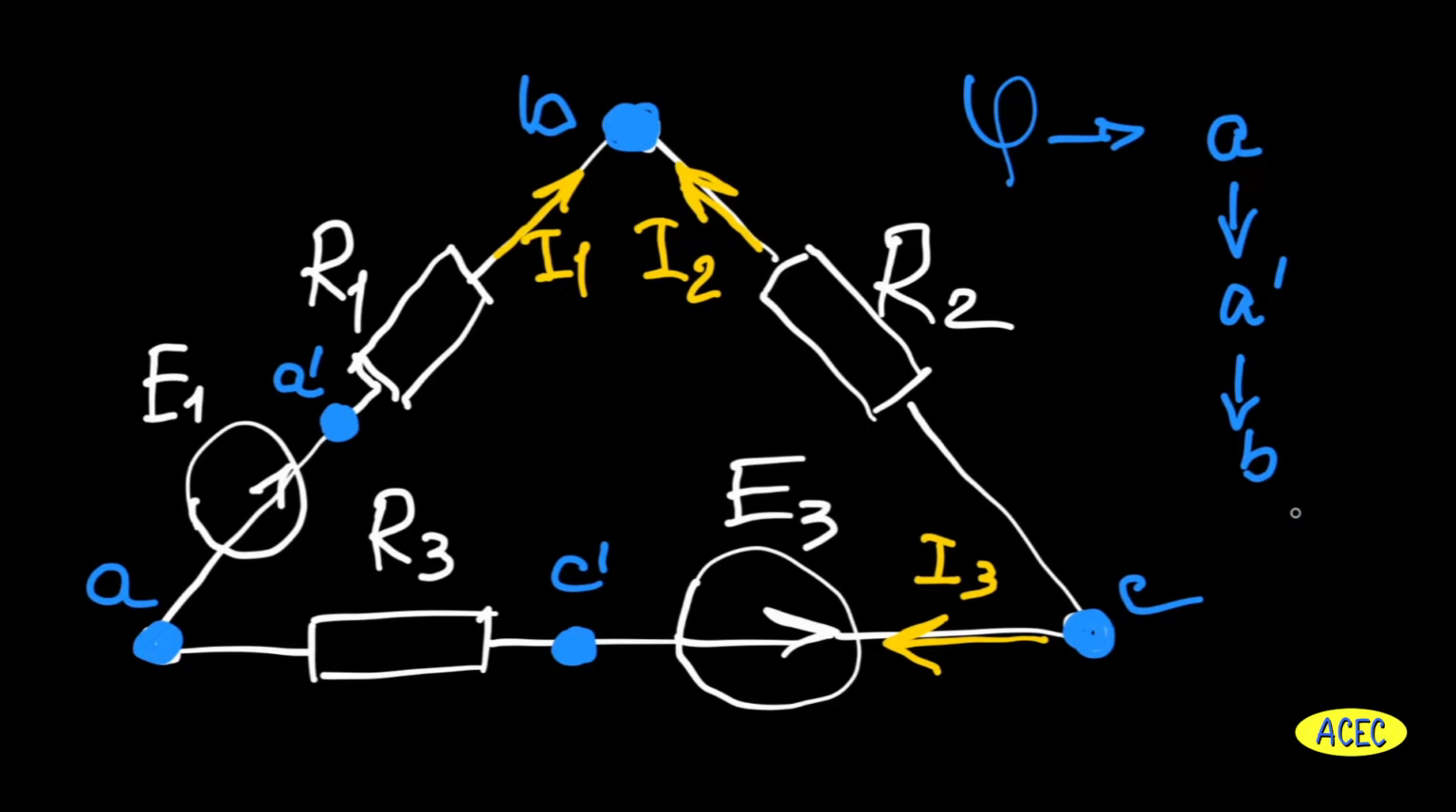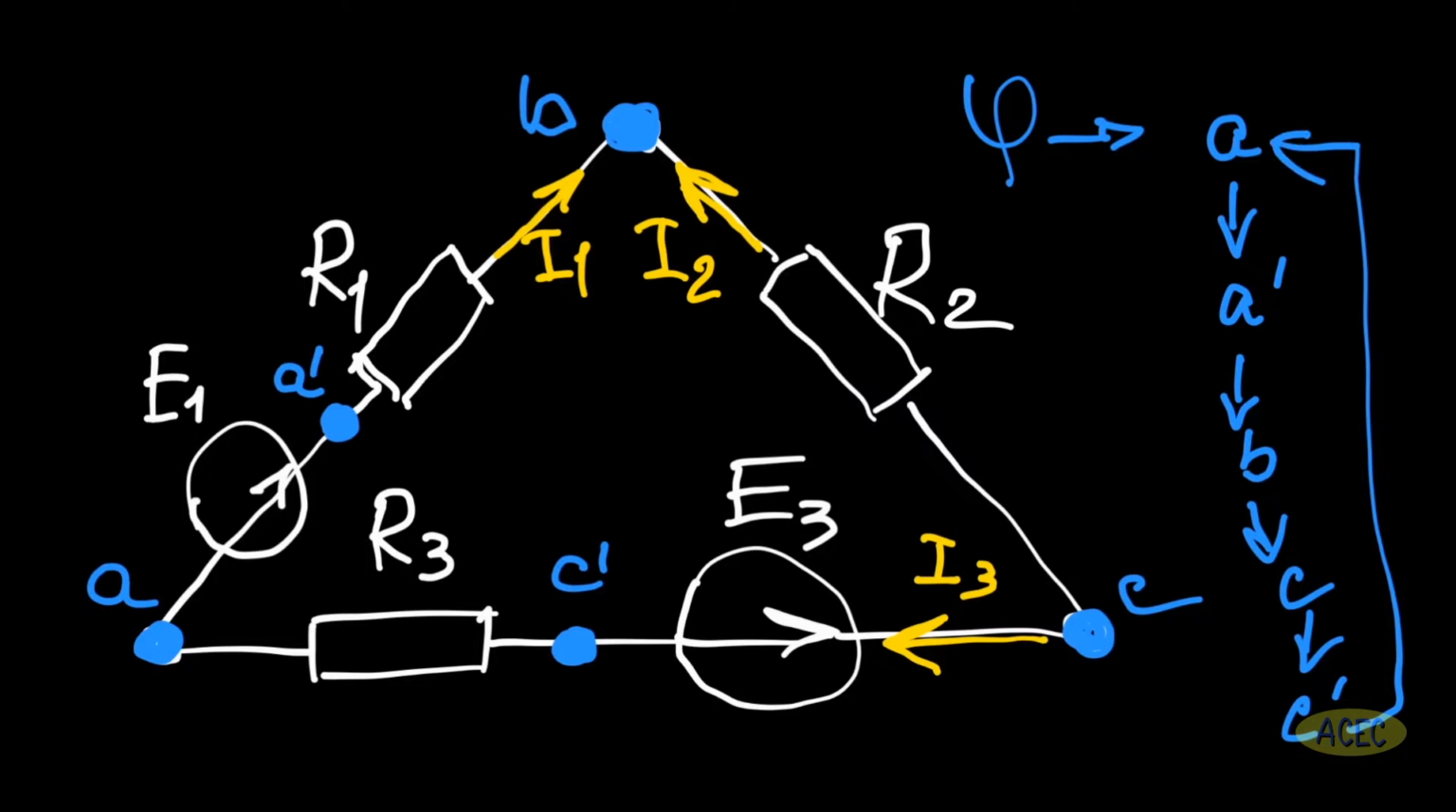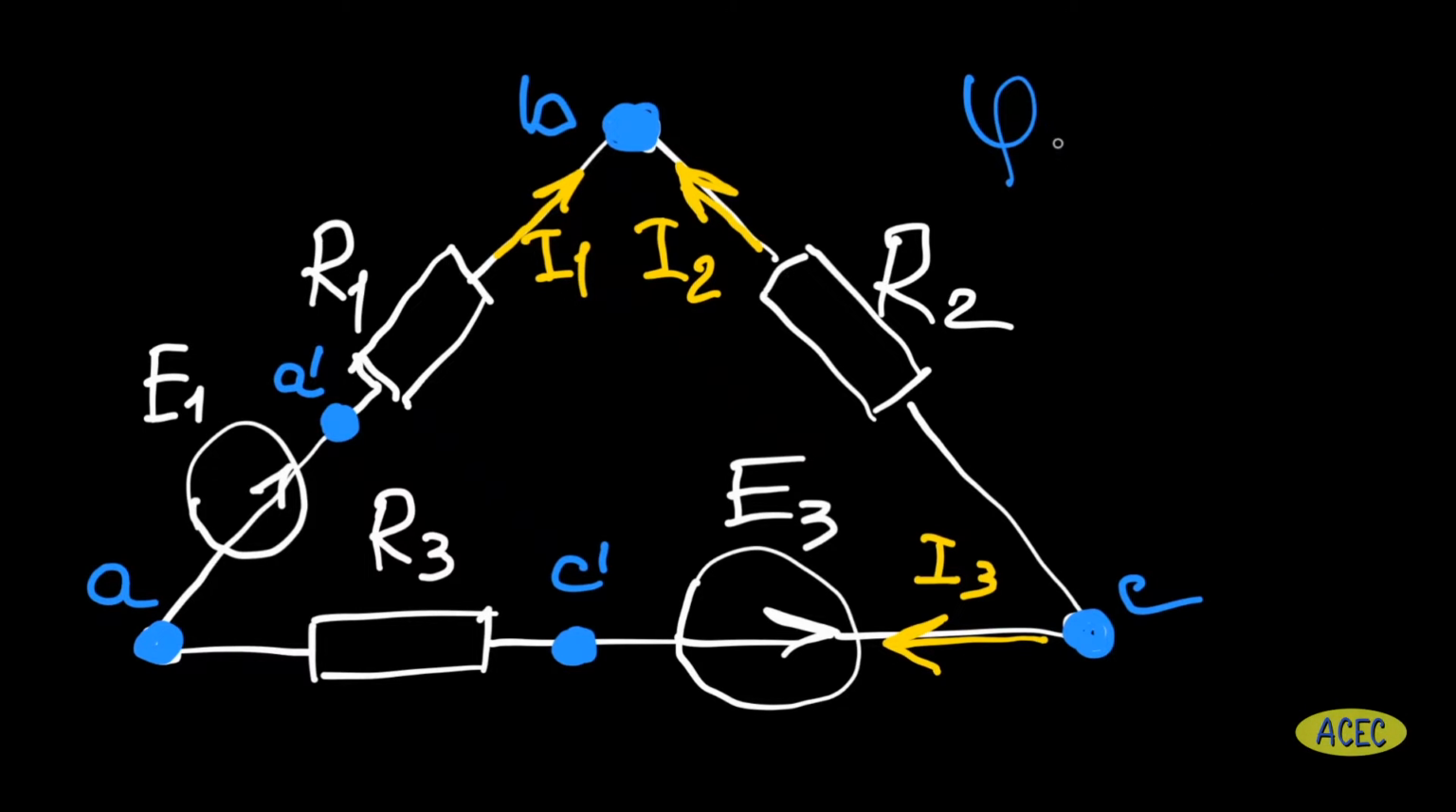Then goes resistor number 2 and node C. Then goes voltage source number 3 and point C dash. And finally the last element is resistor number 3, and the potential circle must be closed on node A. To build this potential circle, we need to know also potentials in point A dash and C dash.